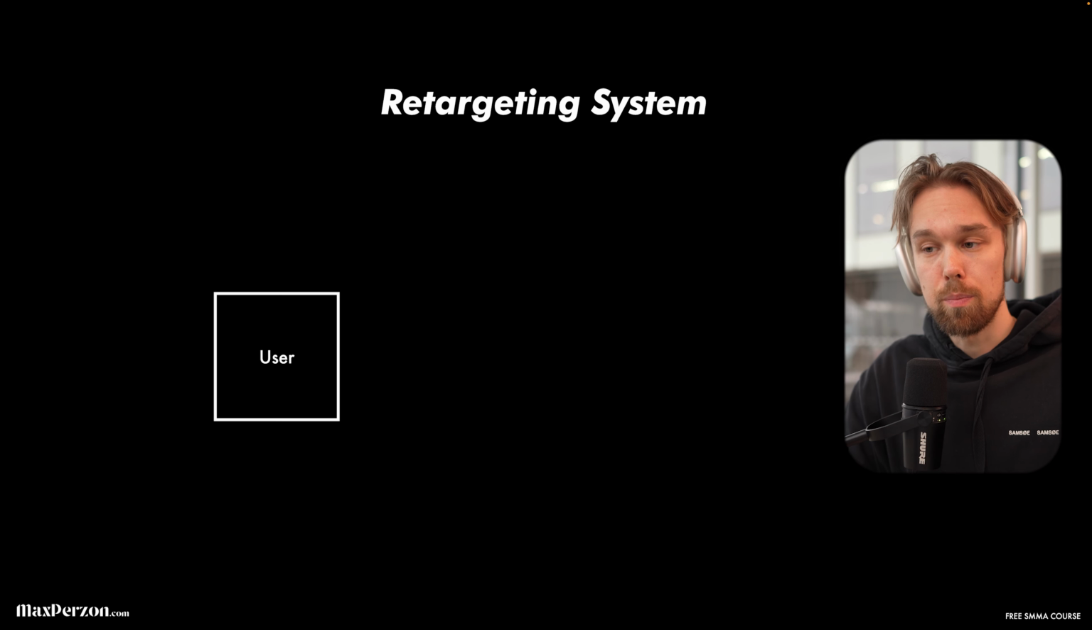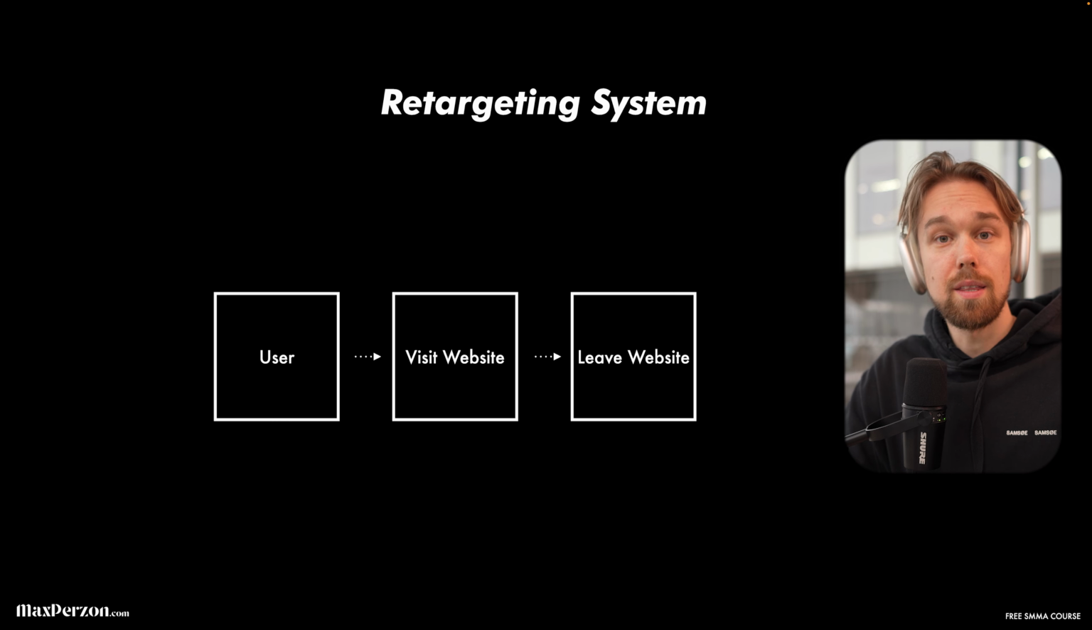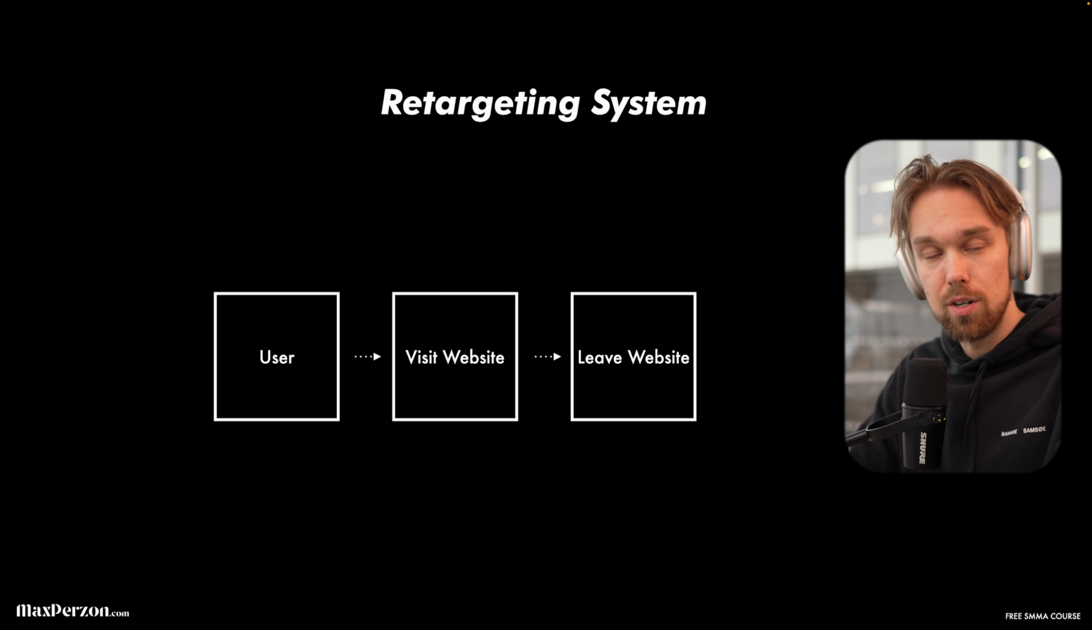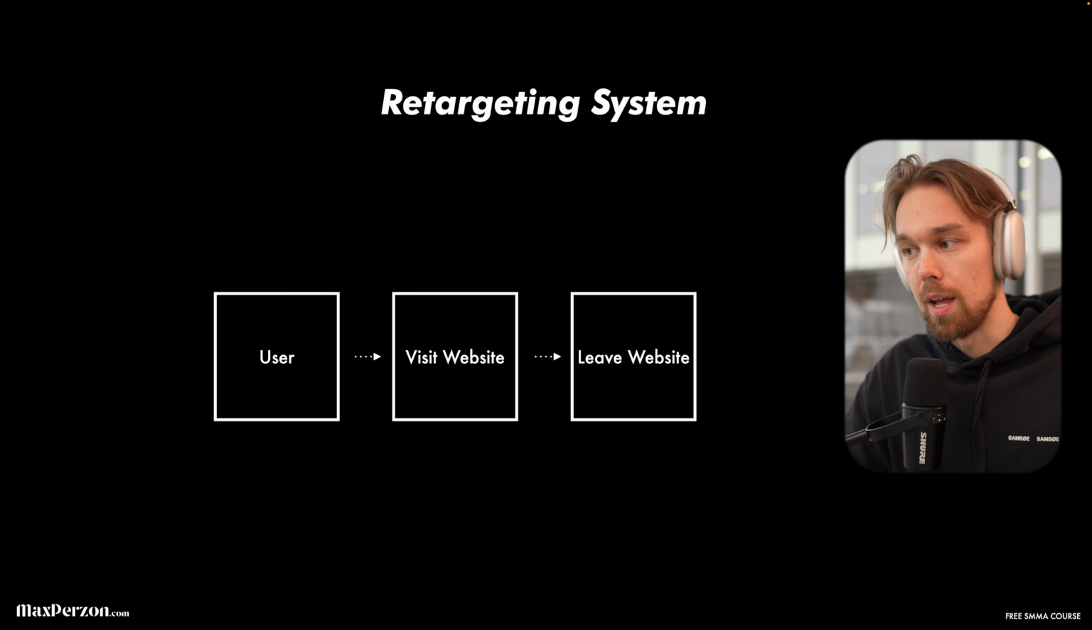So if you have no idea what retargeting means, here's basically how it works. We get a user, a potential client or a prospect. They visit our website and then they leave the website. We want them to go through our funnel, watch our video sales letter, and then leave an application. But most people will not do that in a straight line and right away. So what do we do then?